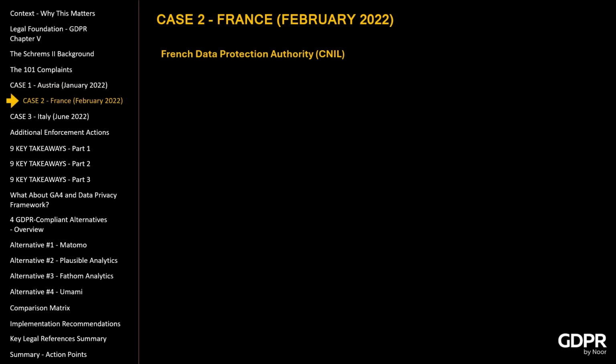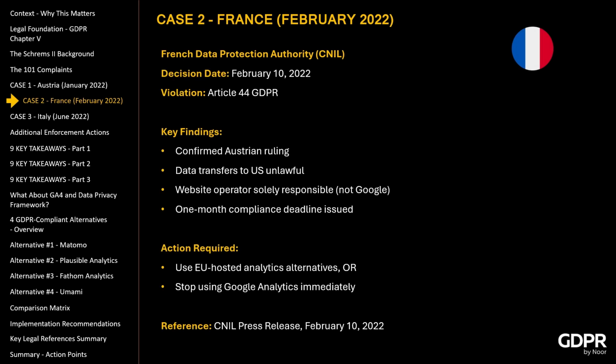Case 2: French CNIL decision. Same conclusion as Austria. Using Google Analytics results in an unlawful transfer to the US, violating Article 44. The data is personal data. IP addresses, unique IDs, and browsing information can identify users, especially when combined with other data that Google holds. The controller is responsible. CNIL emphasizes that the website operator, not Google, is legally responsible for ensuring a lawful transfer under GDPR. One month compliance deadline. The operator had to either switch to another analytics tool that does not transfer data to the US or stop using Google Analytics. CNIL published the decision and guidance. This ruling confirmed that Austria was a clear message that a Europe-wide enforcement pattern was emerging.